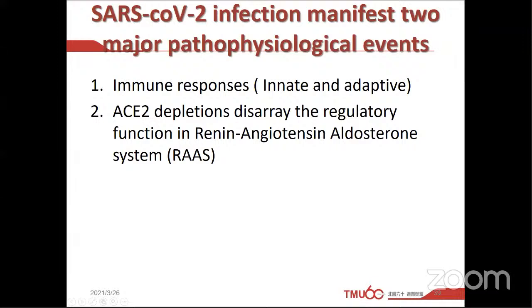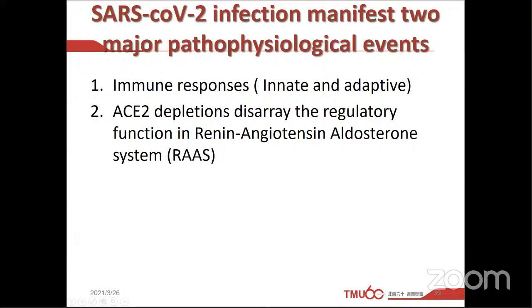function and generate a lot of infiltration of neutrophils in the tissue, in the organs, especially the lung and kidney, leading to ARDS, a lung failure. Okay, and another very important pathway is ACE2 depletion.